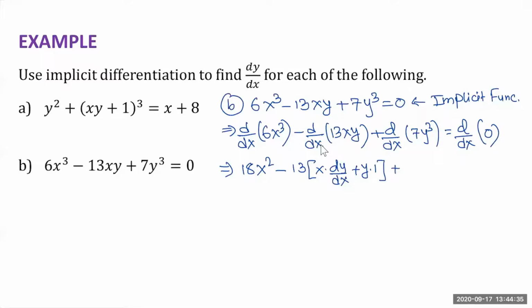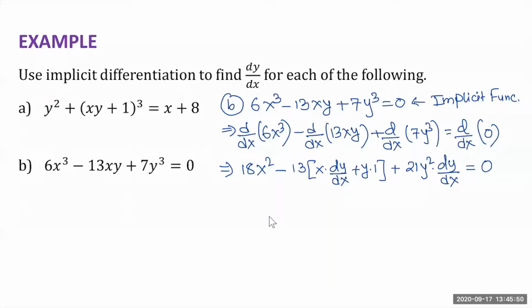Then plus, now over here, we have to differentiate 7y cubed, but it is with respect to x. So if you use the chain rule and power rule, this 3 will come down. So 3 times 7, 21. Reduce the power by 1, y squared. Because we are differentiating y with respect to x, we have to multiply here by dy over dx equal to, this is a constant, derivative of constant is 0. So derivative of 0 is 0.